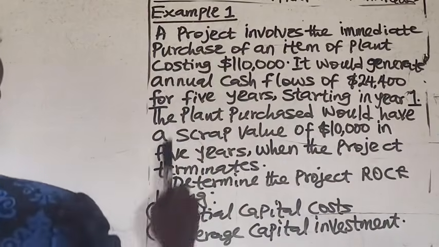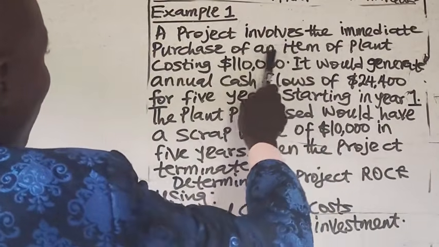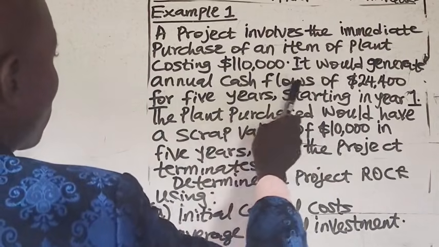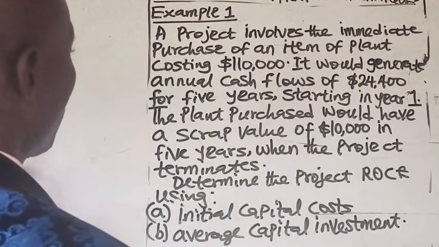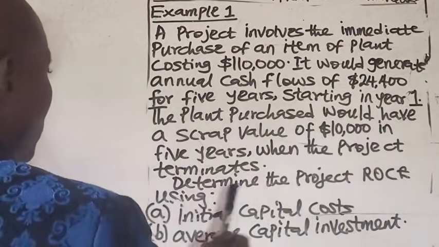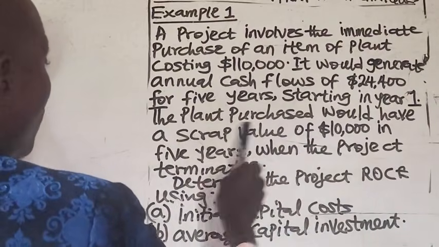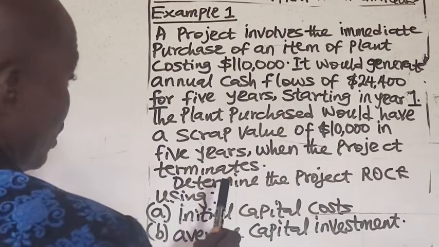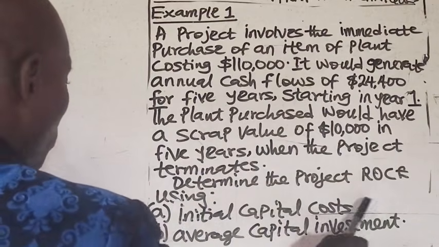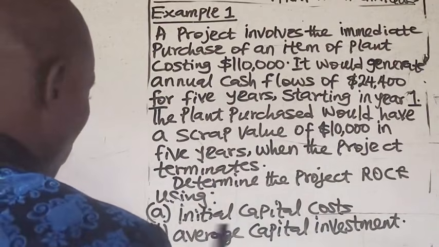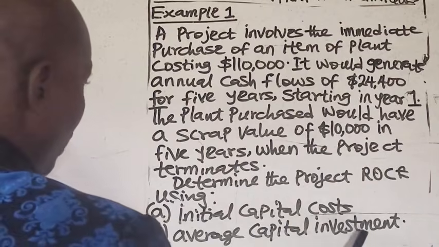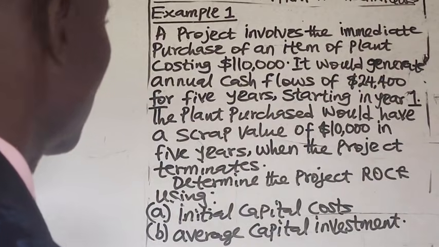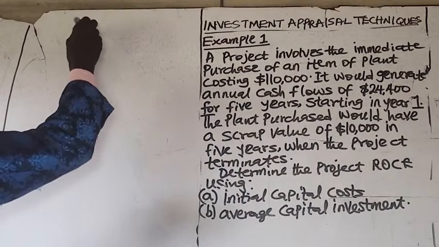Example 1. A project involves the immediate purchase of an item or plant costing $100,000. It will generate annual cash flows of $24,400 for 5 years, starting in year 1. The plant purchased will have a scrap value of $10,000 in 5 years when the project terminates. Determine the project ARR using A, initial capital cost, B, average capital investment. This question is obtained from Kaplan, ACCA Study Text, Financial Management. Solution.